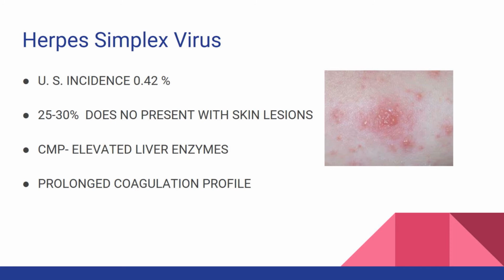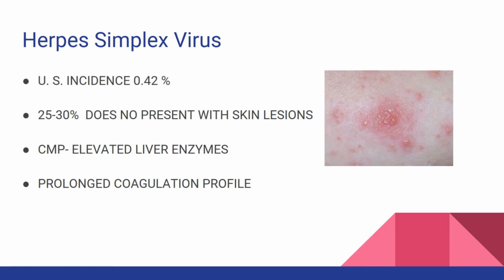In the United States, 0.42% of newborns become infected with herpes simplex virus. When we think of herpes simplex virus, we think of vesicular lesions, just like what is shown in the picture. But I would like to highlight that 25 to 30% of the time, congenital herpes virus infection will not present with skin lesions. Rather, it will present as a bacterial sepsis-like picture.